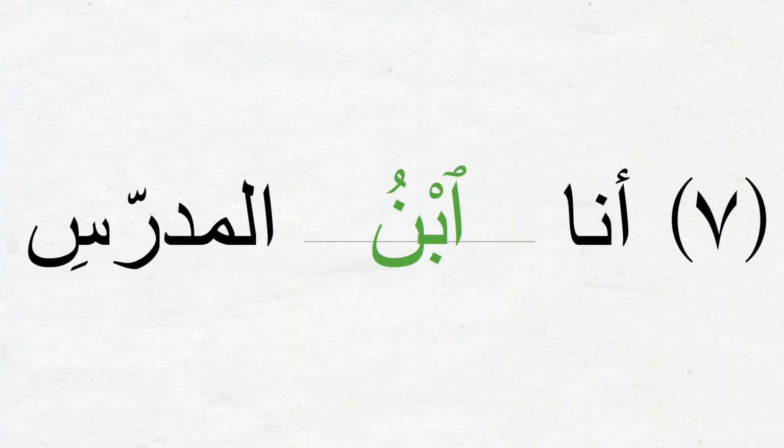As we discussed in the last video, the ism ibnu starts with hamzatul wasl. So we should drop the initial kasra when we join it to the word coming before it and read it as Ana ibnul mudarrisi. Ibnul mudarrisi is the إضافة combination here.